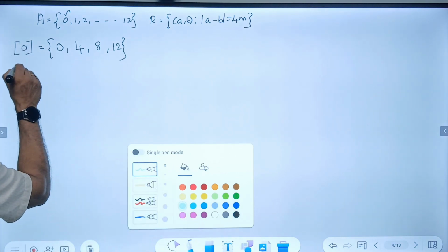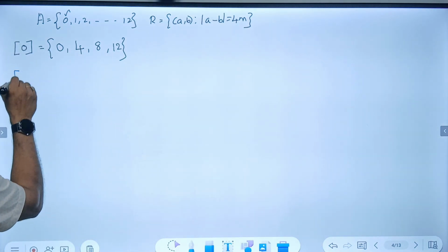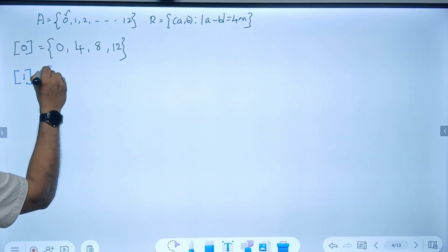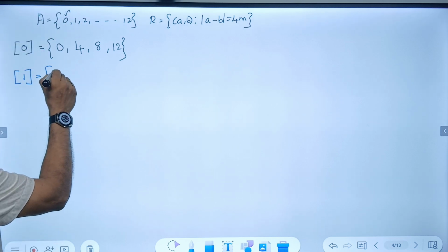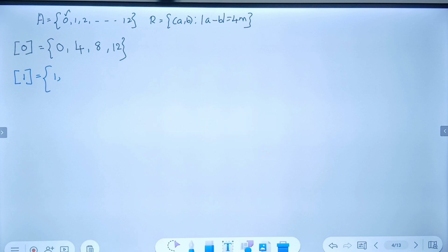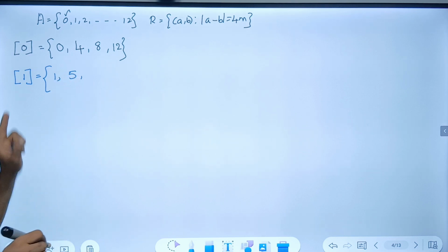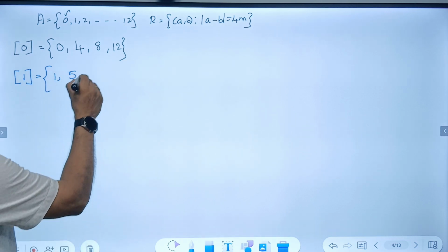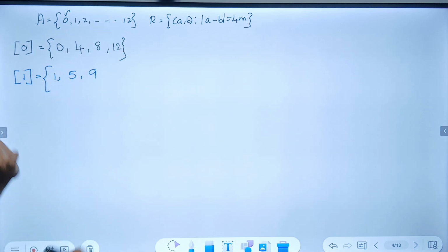Let's see what I will get for the equivalence class of 1. Let me write it. Now what is the equivalence class of 1? 1 minus what will be a multiple of 4? 1 minus 1, which is 0, is a multiple of 4, so definitely it should have 1. 1 minus 5, which is 4, is a multiple of 4, so it should have 5. 1 minus 9, which is 8, will be a multiple of 4. 1 minus 13, but 13 is not there in the set. So the equivalence class of 1 will be 1, 5 and 9.